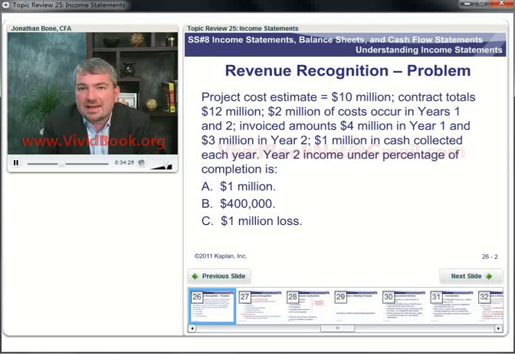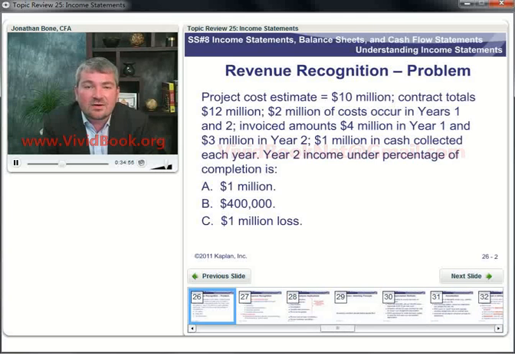So we're asked to calculate the income in year 2. In year 2, we've incurred 4 million of costs to date. So that, of course, is a total of 4 million over the total contracted selling price, total estimated cost of 10 million. So we've incurred 40% of costs to date times the contracted selling price of 12 million, giving us 4.8 million. Now 4.8 million, of course, is the cumulative income recognized to date.